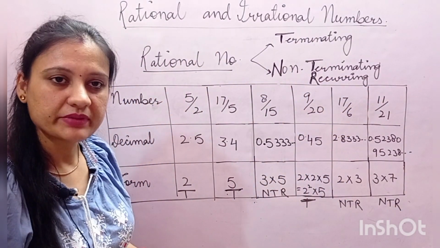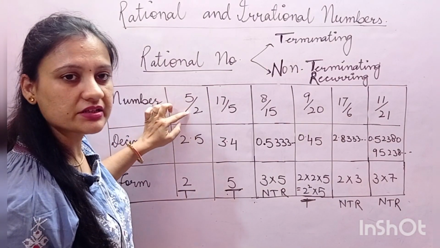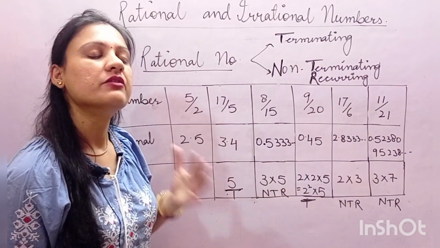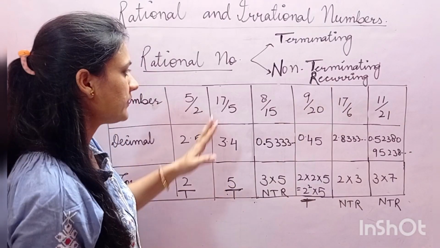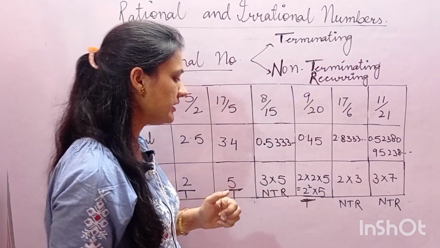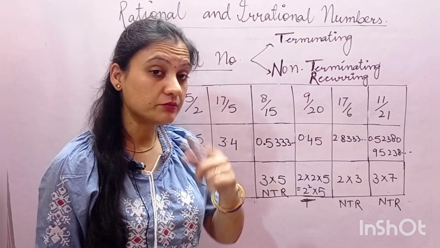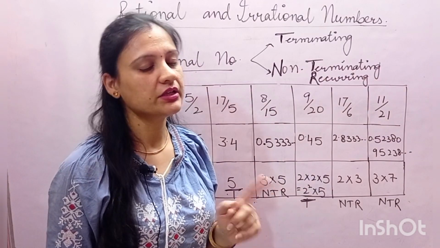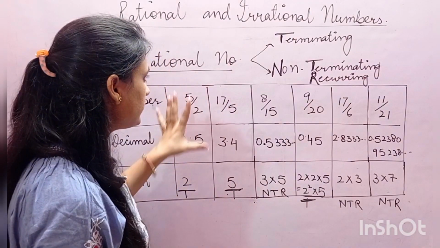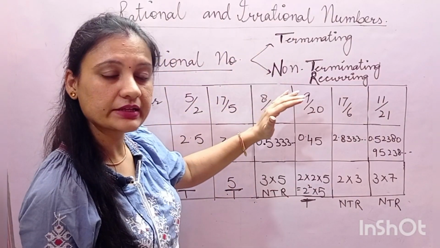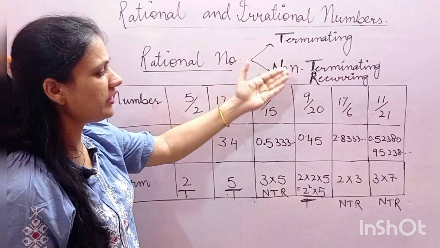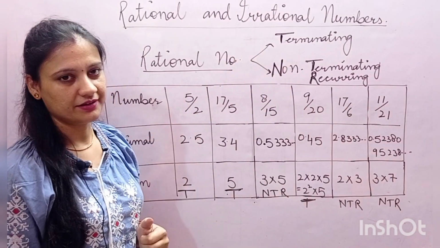So children, always remember, when you see that the denominator has either 2 or 5 as a factor, or both 2 and 5, we can call it a terminating rational number. But when you do the prime factorization of the denominator and you see 2 is there, 5 is there, but one more prime number is there other than 2 and 5, then we call it a non-terminating recurring number. Is this clear? I hope you understood the difference between terminating and non-terminating recurring, and by seeing the number itself you can find out whether it is terminating or NTR, means non-terminating recurring number.